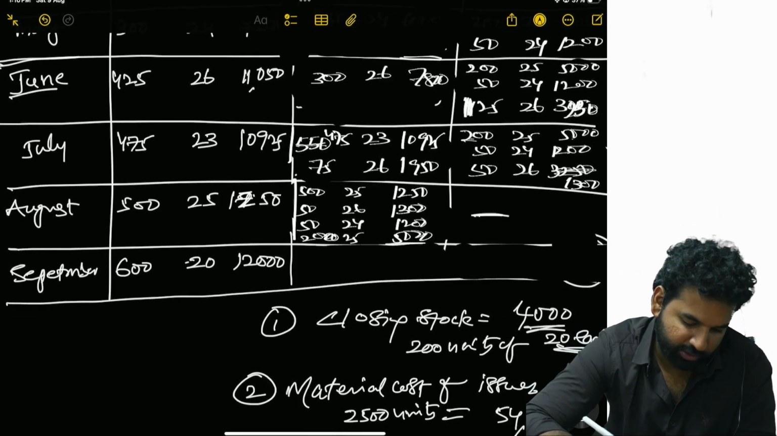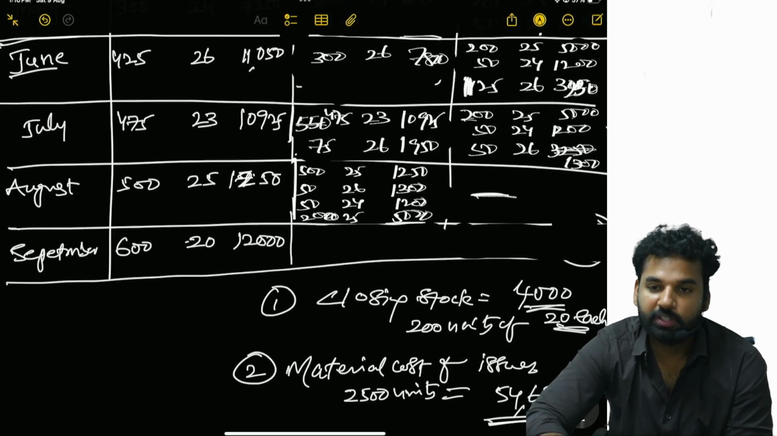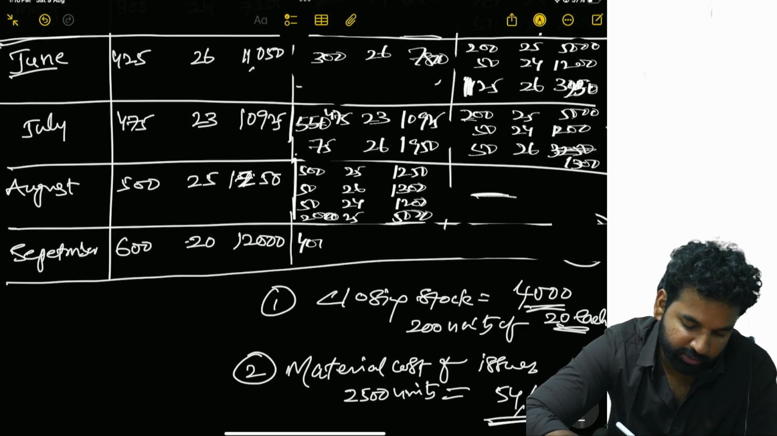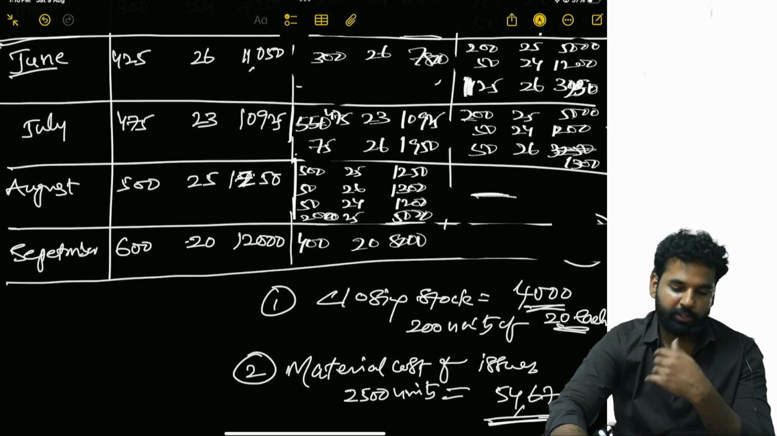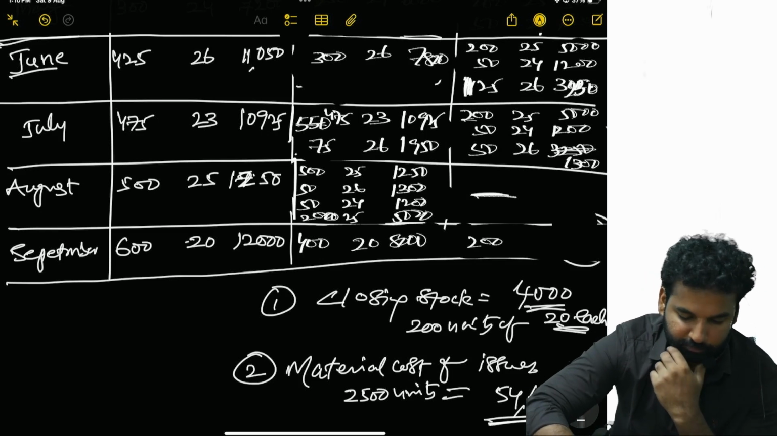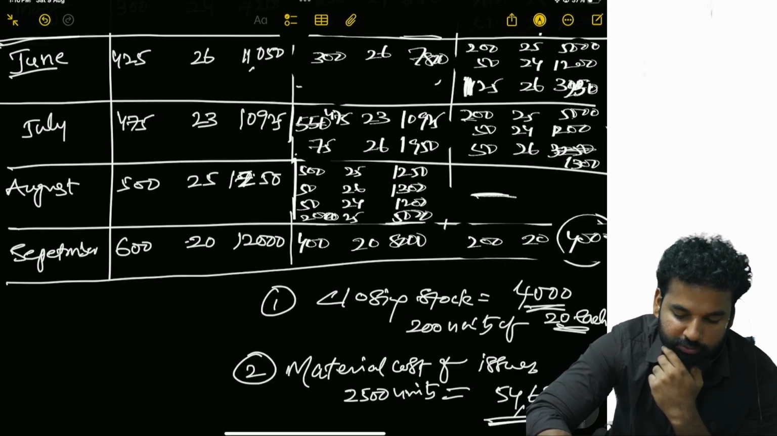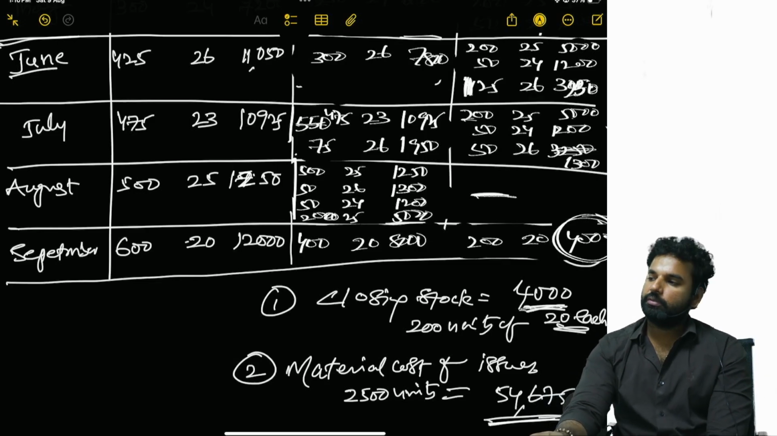Okay, right. So no closing stock, correct? Now we have purchased 600 at 20 rupees. Issue is 400 at rupees 20. 800, 8,000. 8,000. So balance 200 at rupees 20. So total 4,000. Is it the same closing stock? Same closing stock in LIFO method also.